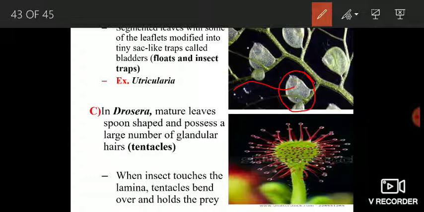Then we have another type in this category which is present in Drosera. In this plant, the mature leaves are spoon-shaped and they possess a large number of glandular hairs which are known as tentacles. When an insect lands on the surface of lamina, the tentacles bend over and hold the prey. These tentacles also possess some glandular cells which secrete the digestive enzymes. After secretion of digestive enzymes, the insect gets digested and is later absorbed.